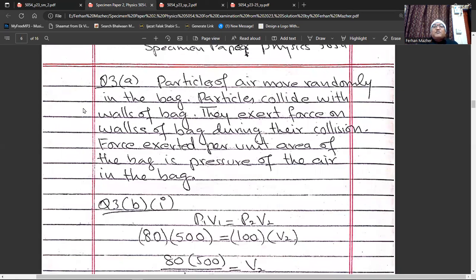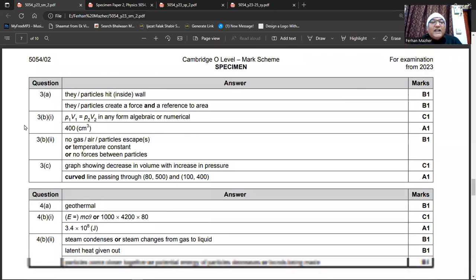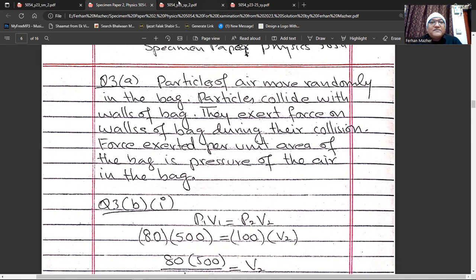So my written answer is: particles of the air move randomly in the bag. Particles collide with walls of the bag. They exert force on the walls of the bag during their collision. Force exerted per unit area of the bag is pressure of the air in the bag. That's my answer. Question number 3, it's A part. The particles hit the inside wall. The particles create a force in reference to area. So I think our answer is perfect.